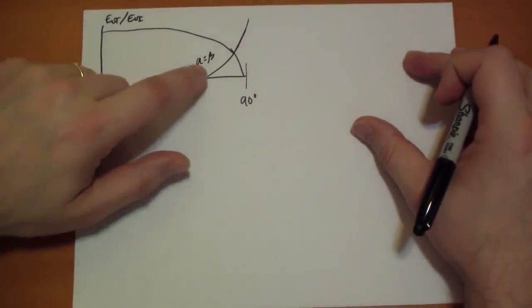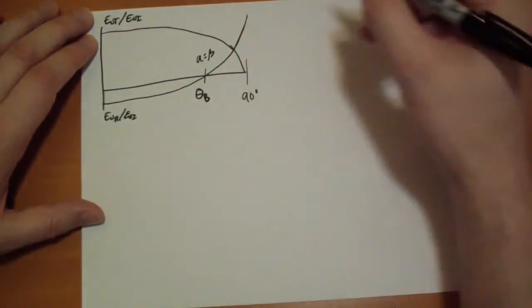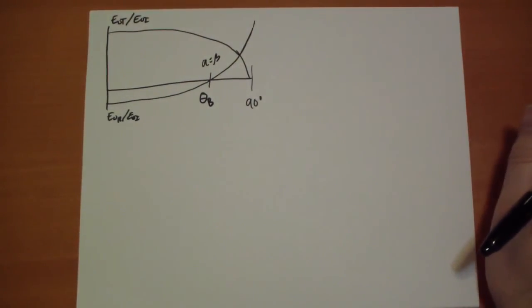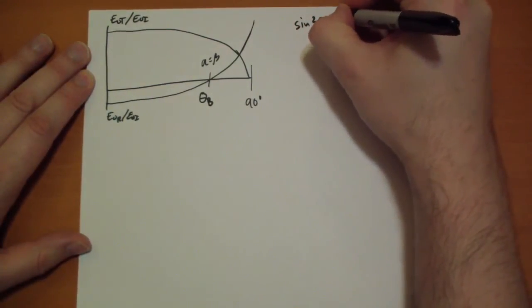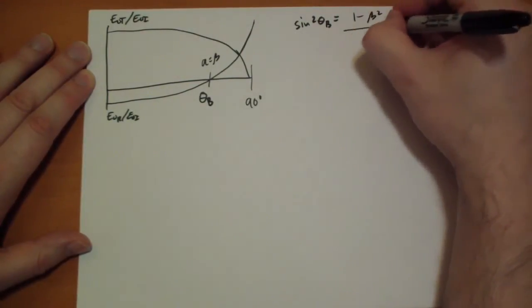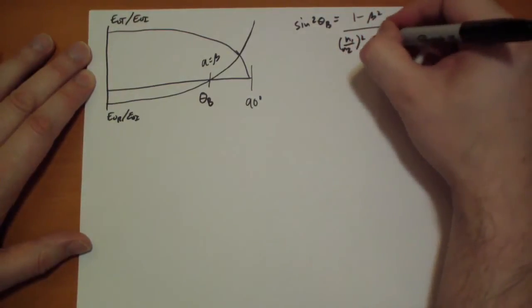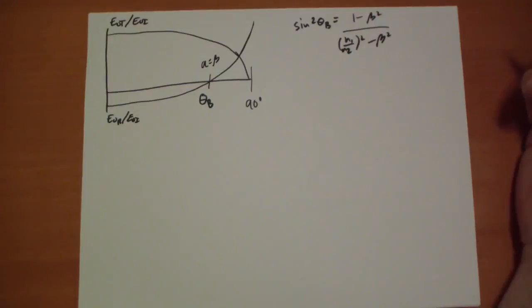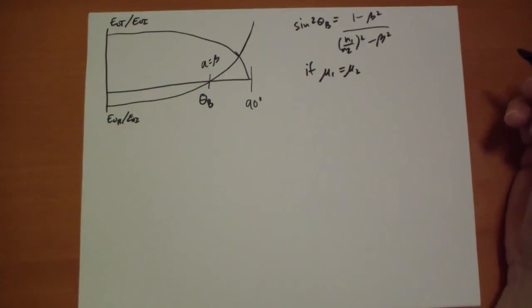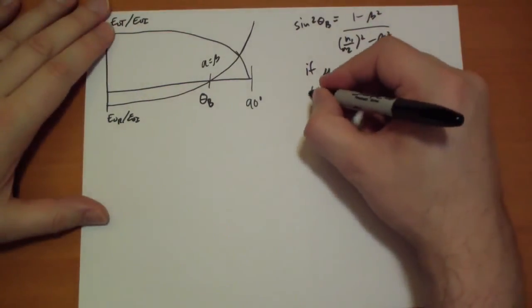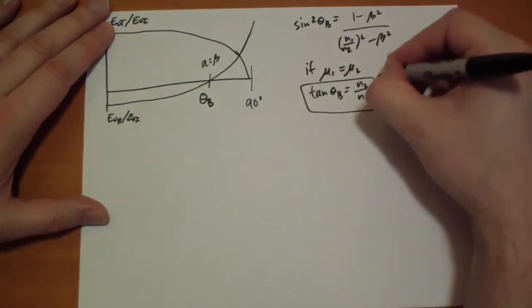Okay, so this graph says that at that point, alpha equals beta, and so reflected is 0, and we call this Brewster's angle. Brewster's angle is calculated with this formula: it is equal to 1 minus beta squared all over (n1 over n2) squared minus beta squared. And if you make the simplification mu1 equals mu2, as it is for most materials, then you can reduce this all to tan theta B is equal to n2 over n1. Okay, Brewster's angle.